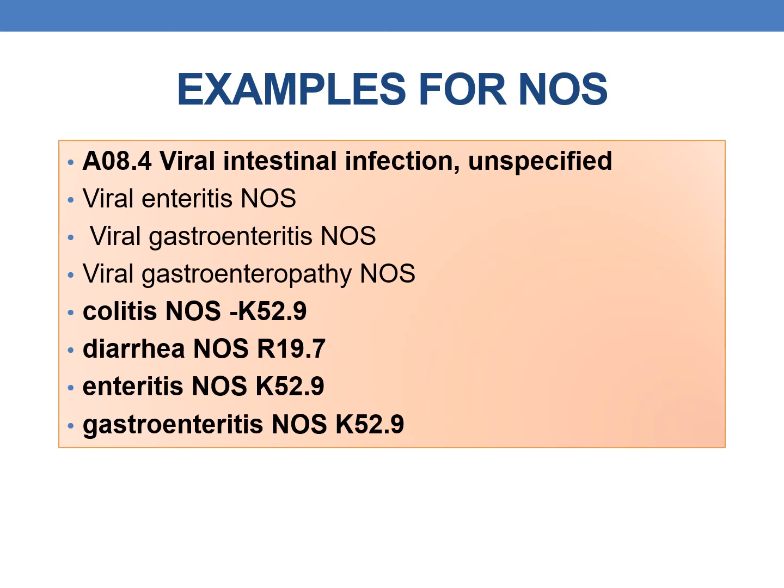Now let us discuss some examples for NOS, which is not otherwise specified. Here you can see the code A08.4. This indicates viral intestinal infection, unspecified, which is NOS. This is applicable for viral enteritis NOS, viral gastroenteritis NOS, and viral gastroenteropathy NOS. For all these conditions, the code A08.4 is applicable. Similarly, for colitis NOS, the code is K52.9. For diarrhea NOS, the code is R19.7. For enteritis NOS, the code is K52.9. And for gastroenteritis NOS, the code is K52.9.